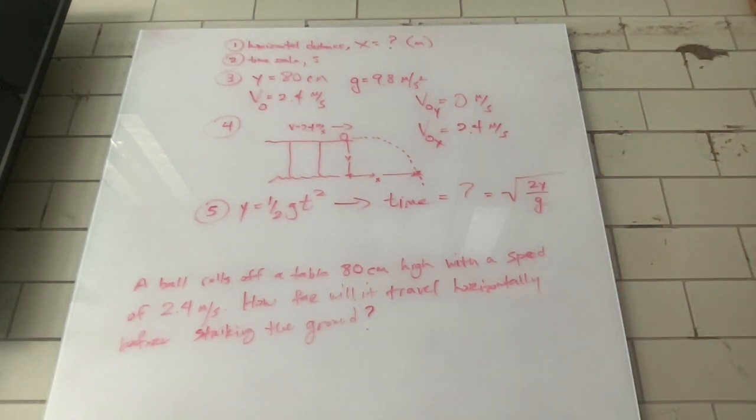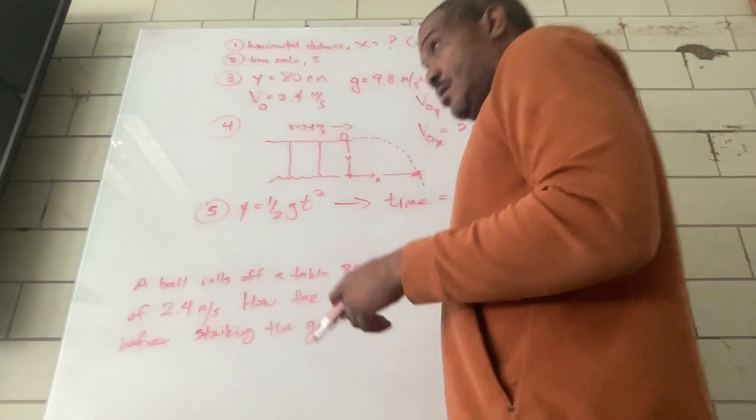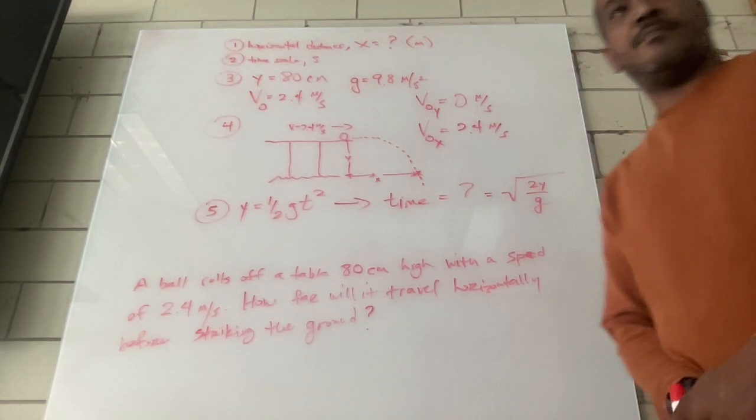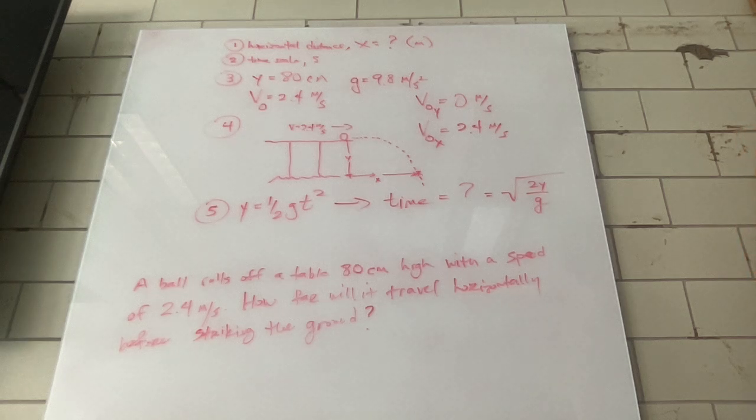What's the conversion factor for centimeters to meters again? Centimeters to meters, what is that? Oh, you got to change that. It's 100 centimeters. Okay. So it's the square root of 2 times 0.8 divided by 9.8. What is that?